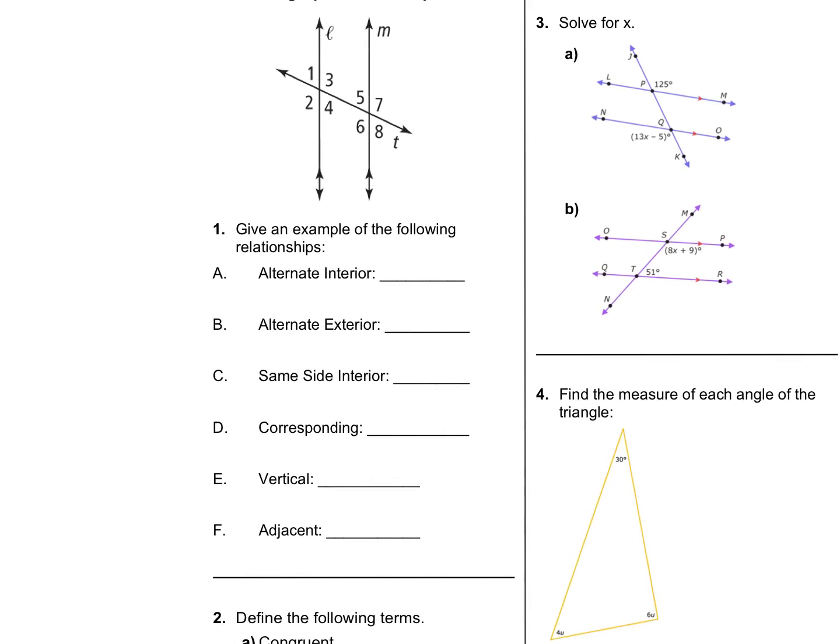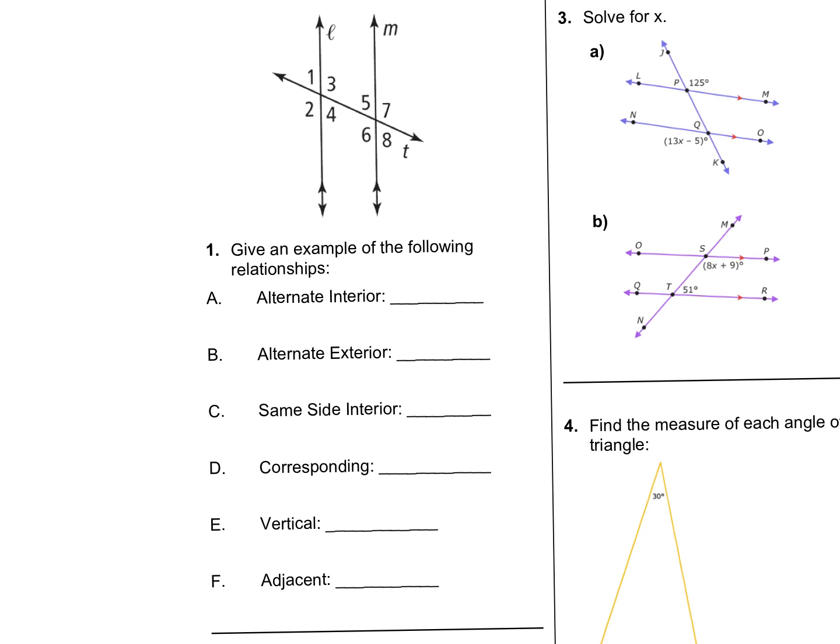Topic 2, test review. Starting off, I gave you a general picture here with parallel lines and a transversal. Okay, going over all 6 of the angle pair relationships. So, for alternate interior, I'm just going to do this for one example. Remember, interior or exterior means inside or outside the parallel lines.